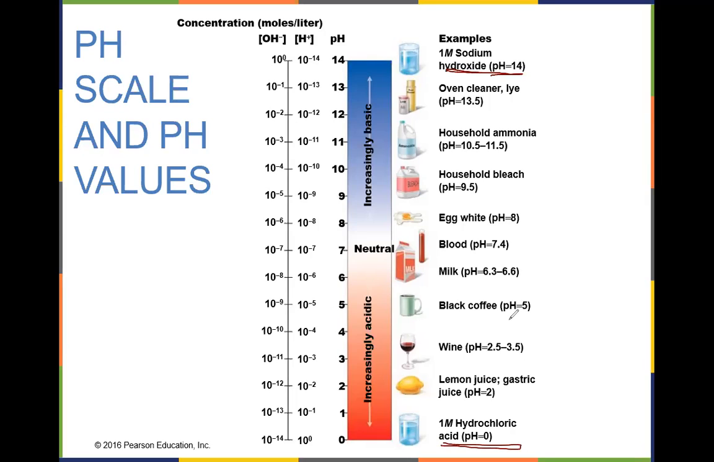Coffee, pH of 5, for example. Wine, 3.5. Milk, 6.3. All these are different things that we're all familiar with. Egg whites are slightly basic, pH of 8. Ammonia, pH of 10. Oven cleaner, 13.5. And of course, oven cleaner is usually based off of sodium hydroxide, and pure sodium hydroxide has a pH of 14. We don't like to get into those extremes. We know that they're there, but our bodies like to stay right around this level here. And we work very hard to do that.